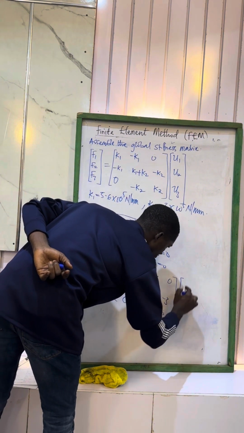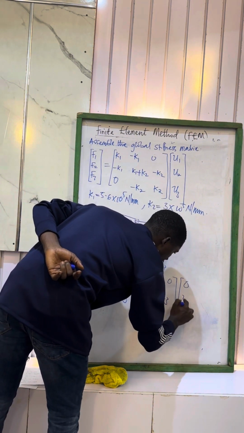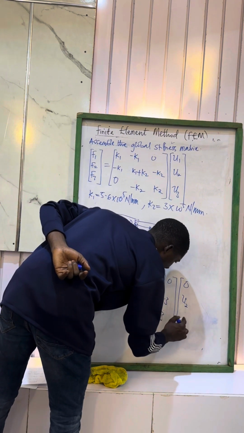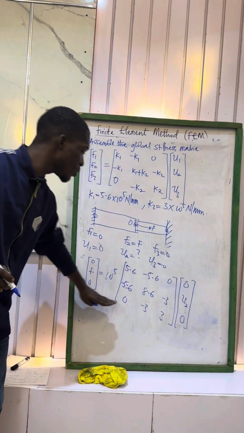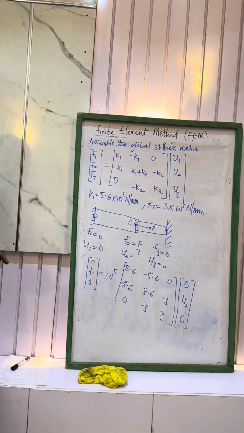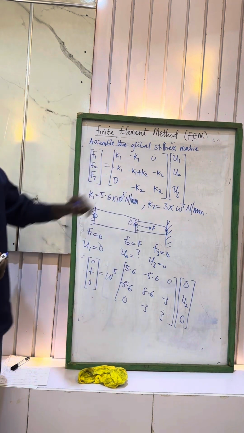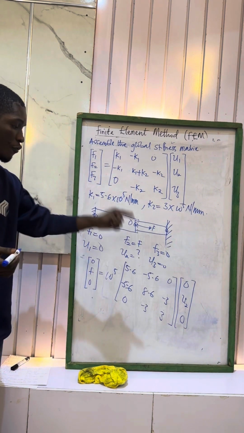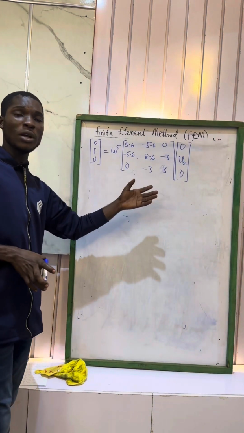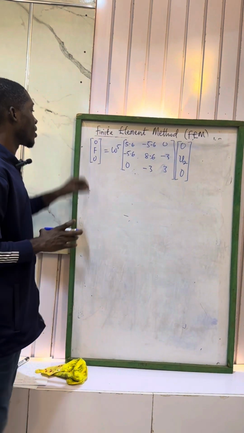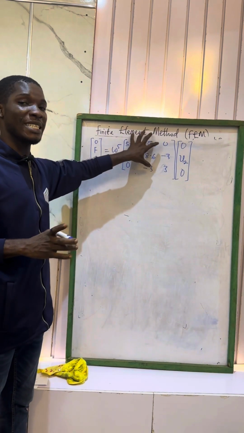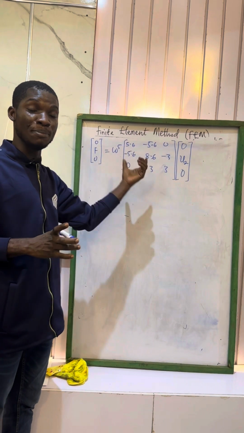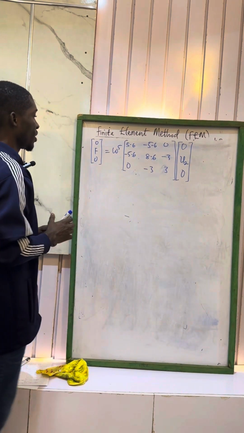So my U1 is 0. I only have U2 to have a value, and my U3 also is 0. So I've been able to get a matrix, and from this matrix, I can determine the value of U2. So we have to solve this. How do we solve? Note that the elements here must equate to the elements we get from here after we simplify it. So let us do the simplification.